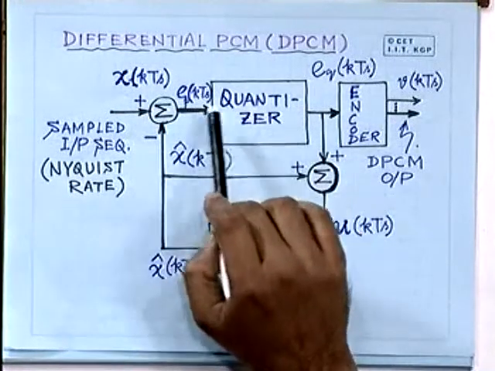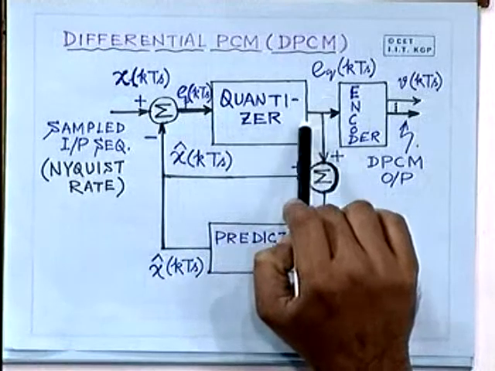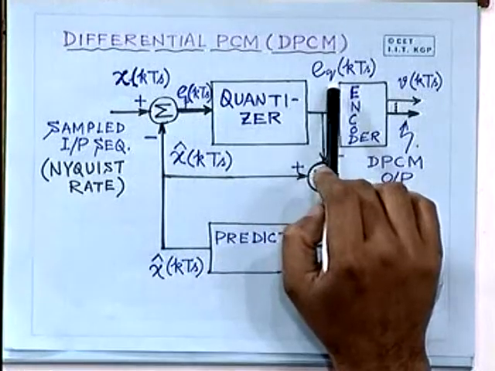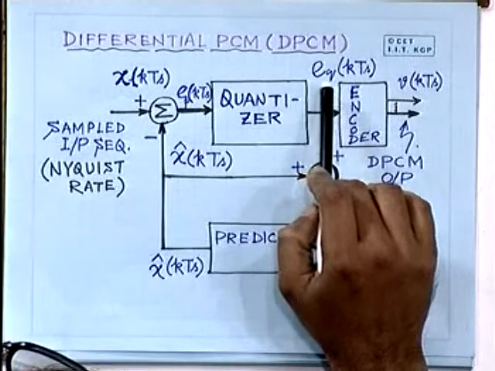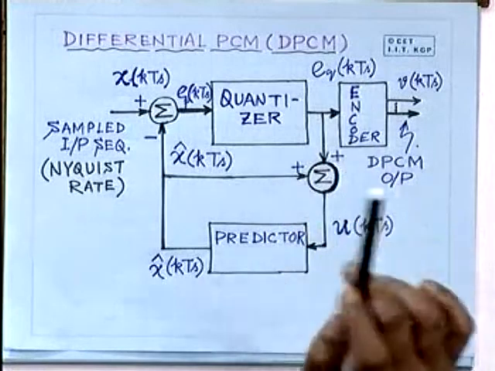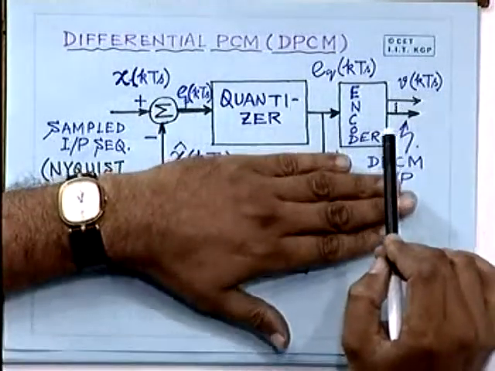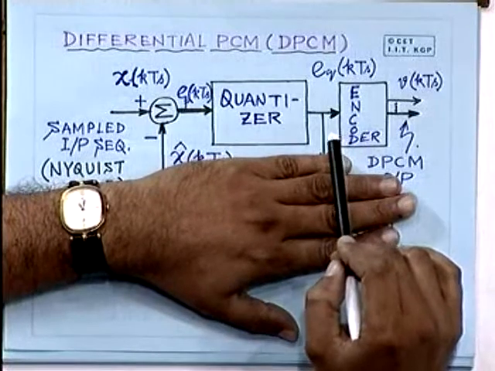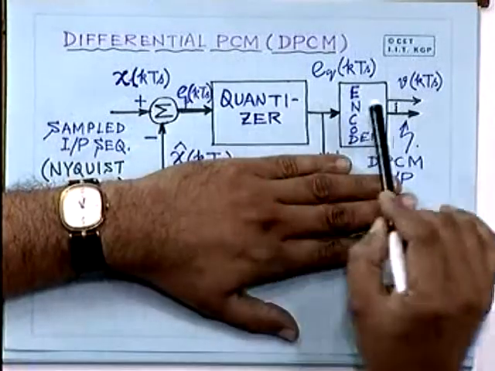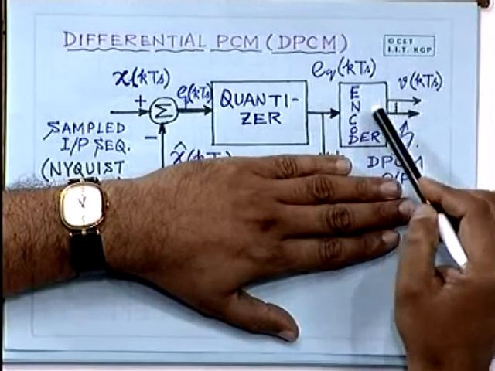So, the quantizer works on some kind of error signal and gives the corresponding quantized version of that. Because it is a quantized output, it is indicated here by the suffix Q. So, it is EQKTS. And then, if I do not have to worry about the prediction like we did in the case of the PCM coder, this quantized output should be taken into the encoder. So, this is the encoder.